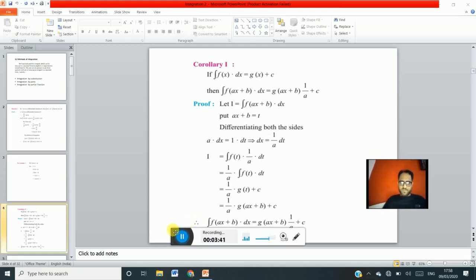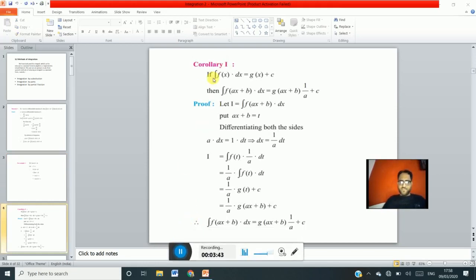See the corollary. If integration f of x dx equals g of x plus c, then integration f of ax plus b dx equals g of ax plus b into 1 upon a plus c. This is also known as an important result, which we have seen in 11th class also. So now see the proof of this corollary.